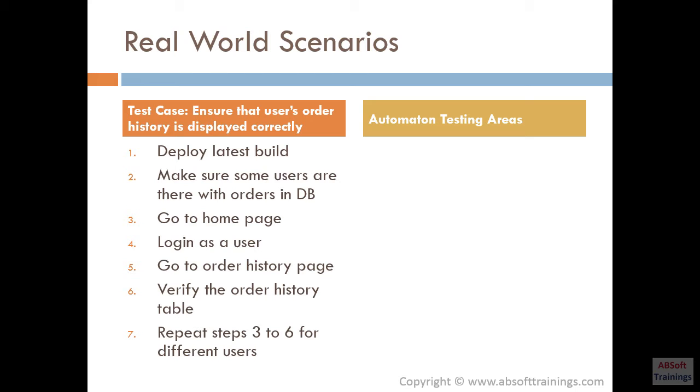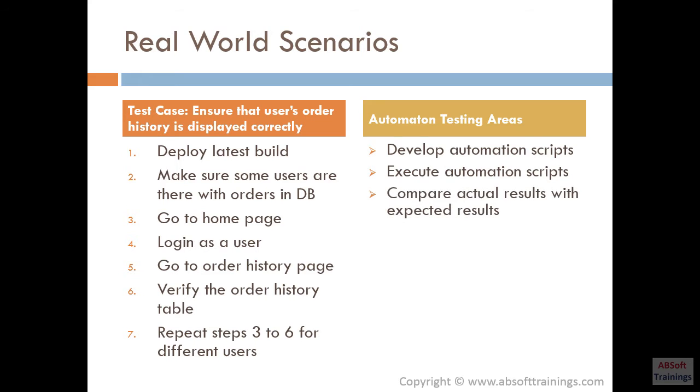Now coming to automation testing areas. First one is develop automation scripts. You need to develop automation scripts for this test case. Execute automation scripts. You need to execute automation scripts for every new build. Compare actual results with expected results. This one you'll be doing at step 6 and decide whether test is passed or failed. In this case, the validation criteria can be like comparing actual order history table with expected order history table.